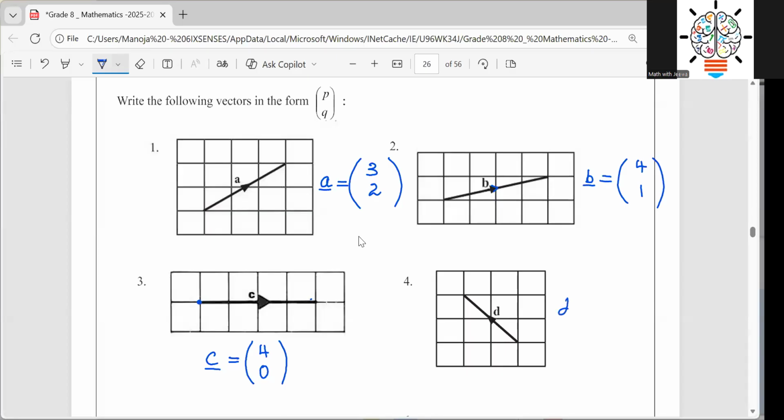And then the vector D, right? You write that, you open the brackets. And here this is the root. 1, 2. You go 2 steps like this and 2 steps up. Hope it is clear for all of you. So this is how you write the vectors in the form PQ. Okay.